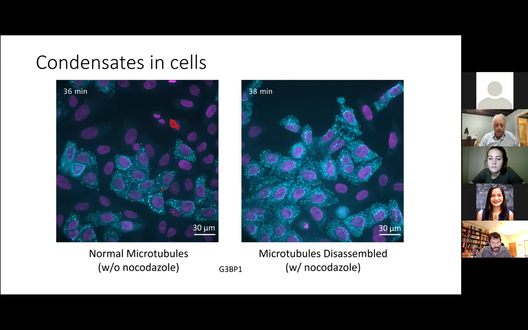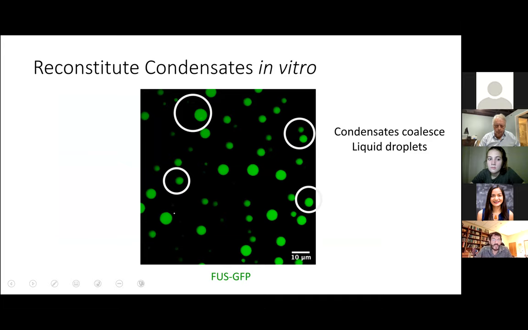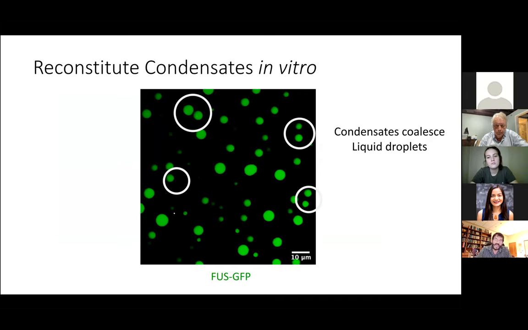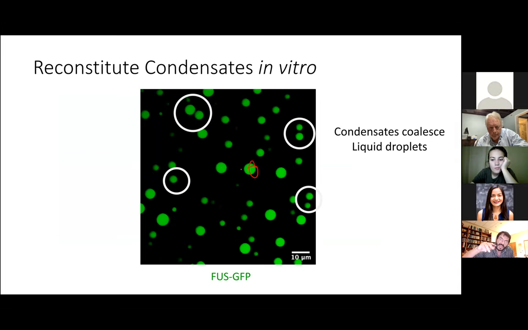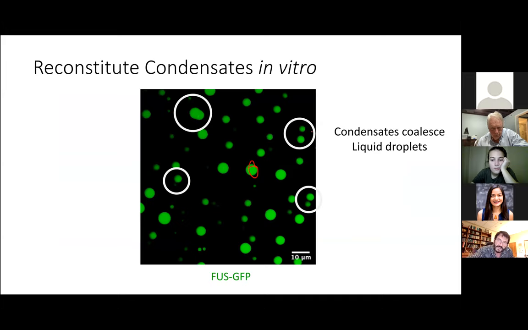What's interesting is that you don't have to do it in the cell. You can cause the phase separation of proteins by reconstituting the proteins just in a test tube or in a small sample cell, and you can look at the microscope and watch the way they behave. And this is just a movie looking at these condensates. So each of these is a condensate. And I can tell you right away that these are liquid, because if you look in these circles, you'll see as the movie plays over and over, you'll see two condensates come and they join together.